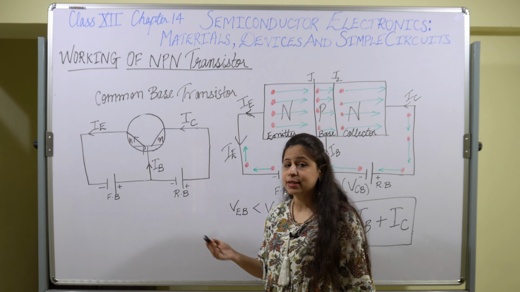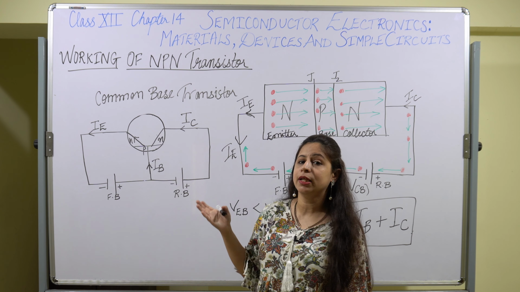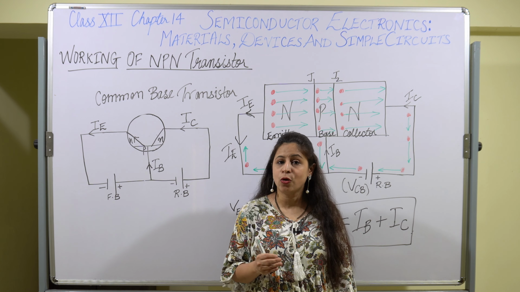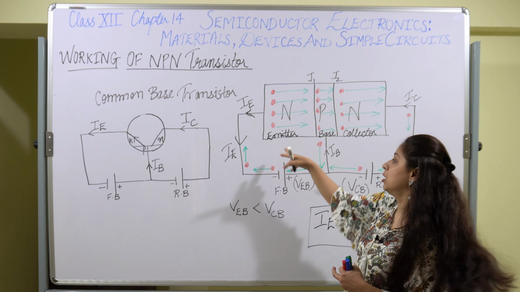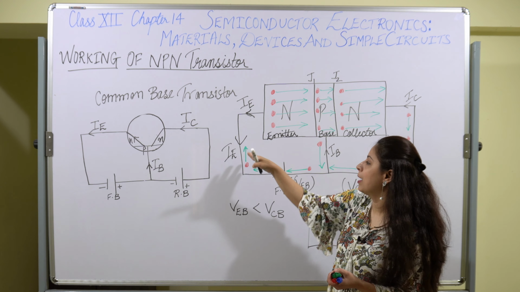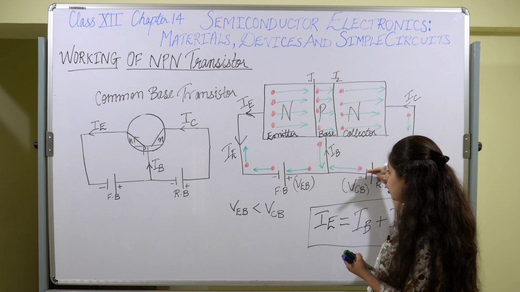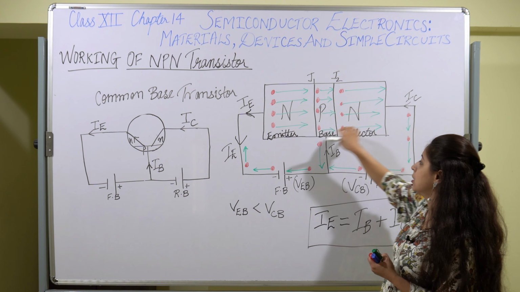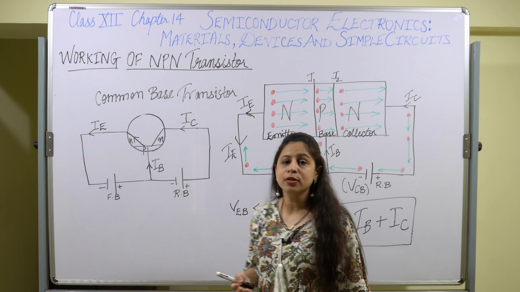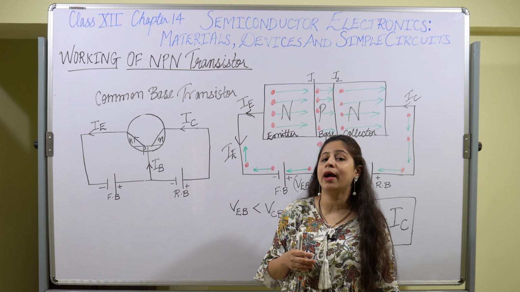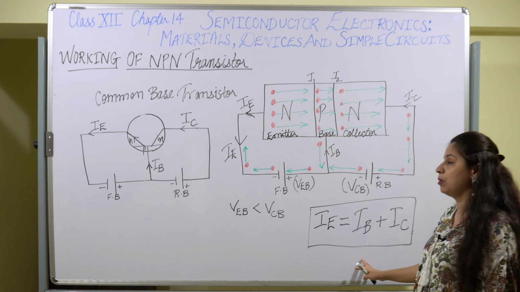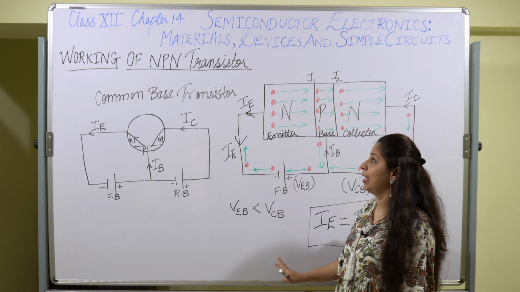So in this type of NPN transistor, my flow of current is due to the electrons both in the internal as well as external parts. There is the flow of electrons only. This is the external part of the transistor in which the electrons are flowing, as well as the internal part in which the electrons are flowing. So the movement of electrons is only constituting all three currents, and the relationship which I am getting here is IE equals IB plus IC. So this was the working of the NPN transistor.